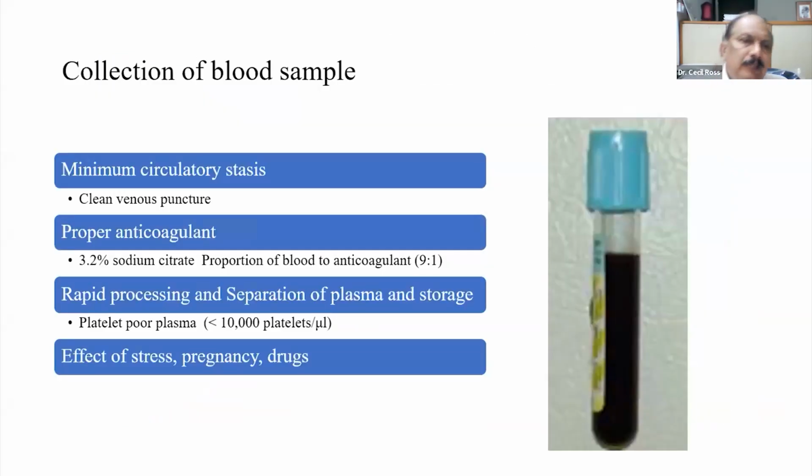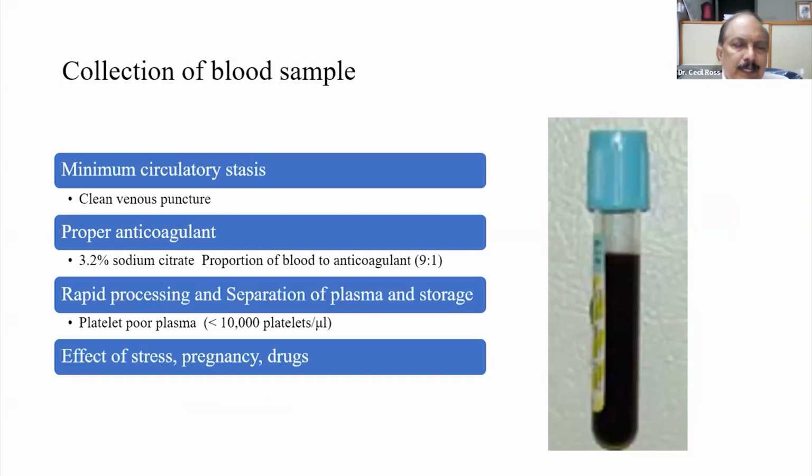It's important for all the residents to know that when you send a blood sample for any coagulation test, there should be minimal circulatory stasis. There must be a clean venipuncture, because if there are multiple punctures and then you send the blood for coagulation tests in a blue top tube, what happens? The tissue factor that gets into the needle gets into the tube, and the prothrombin time or the partial thromboplastin time, which would otherwise have been prolonged, gets activated in the tube and they get shortened. Therefore, there should be a clean venipuncture.